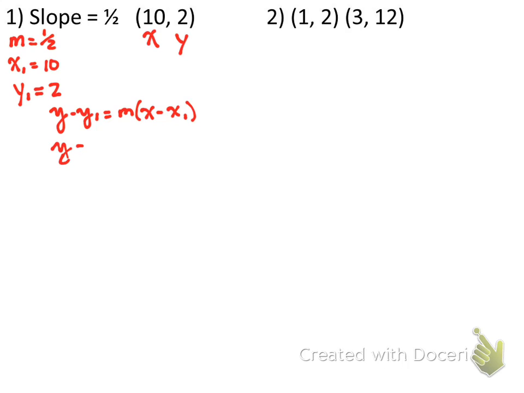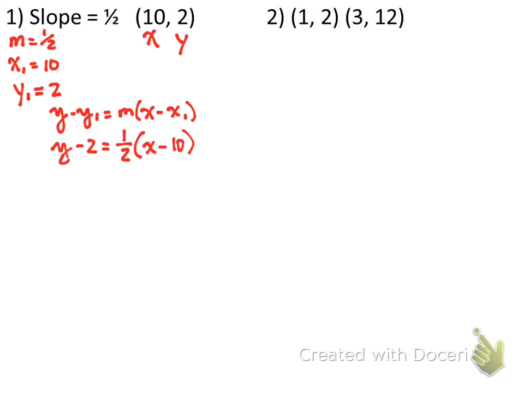We substitute the numbers we just identified. So it's y minus y1, and y1 is 2. m is 1/2. Open parentheses, times x minus x1. We said x1 is equal to 10, so it's x minus 10. Then we have to distribute it. Before I distribute, this is the point-slope form of the line.